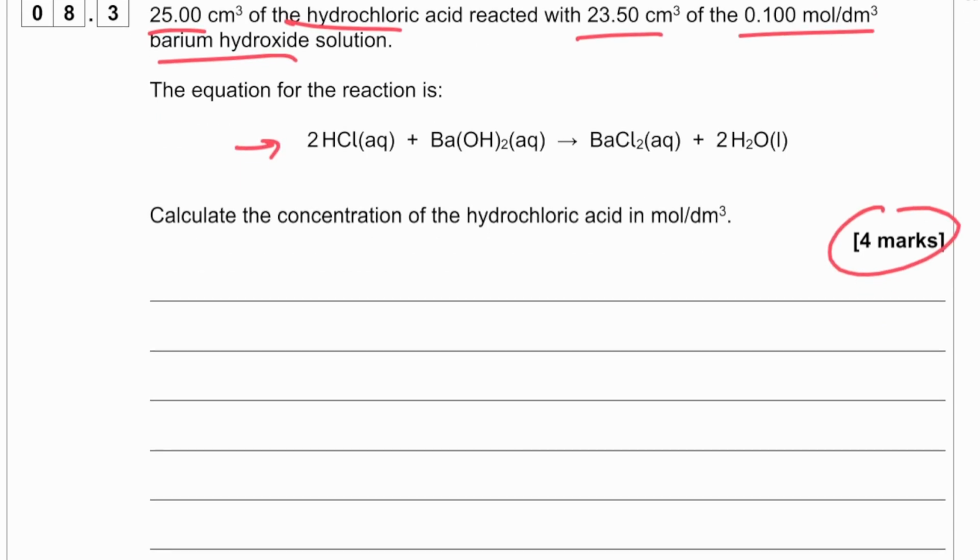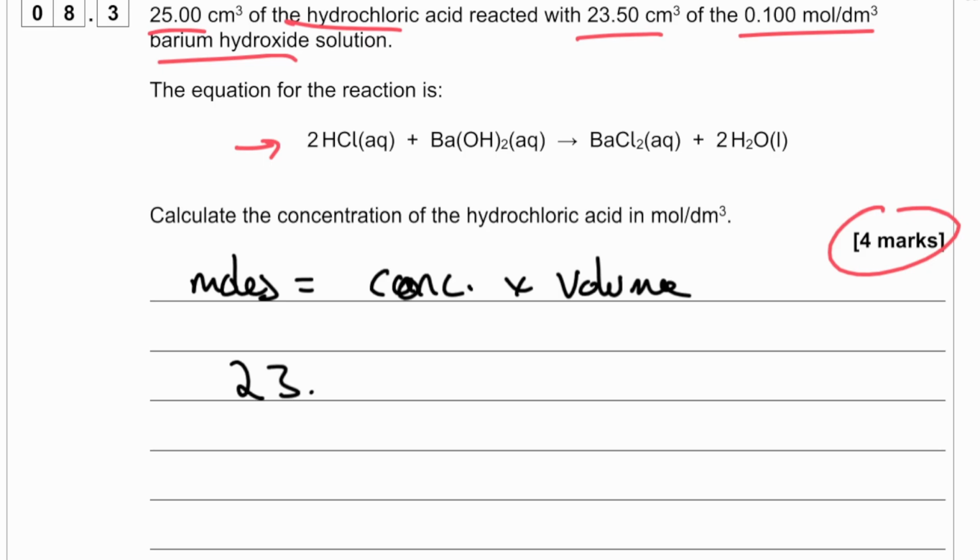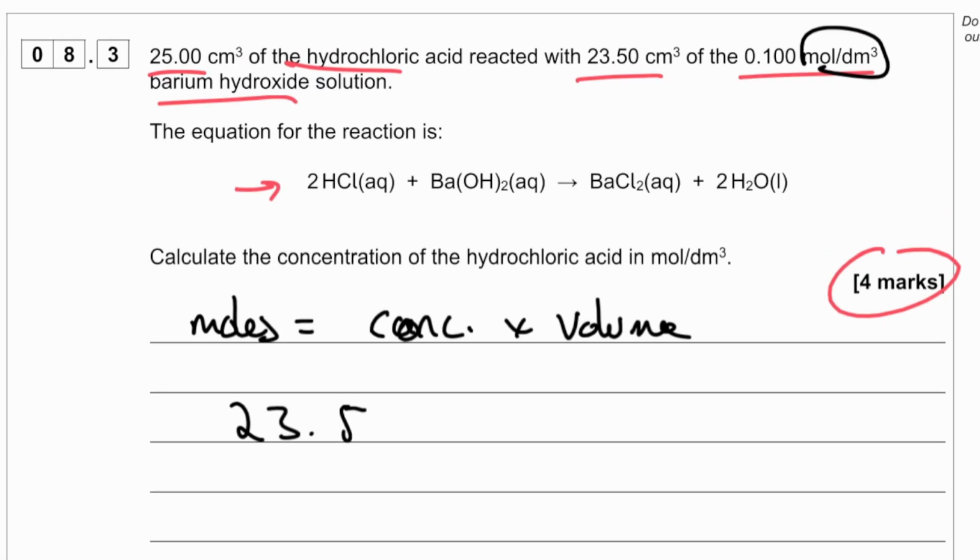So the first thing is we're given the volume and the concentration of barium hydroxide solution. So we can use our equation that the moles is equal to the concentration multiplied by the volume. And we're going to use that to work out the moles of barium hydroxide solution. Okay, so if we had 23.5 centimeters cubed, then we want to multiply that by the concentration. But the key thing is the concentration is given in moles per dm cubed, and our volume is in centimeters cubed, so we need to convert first.